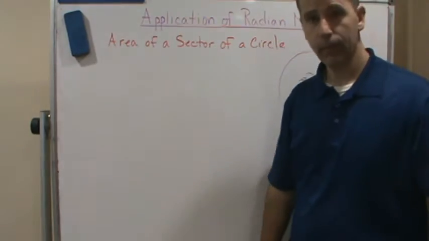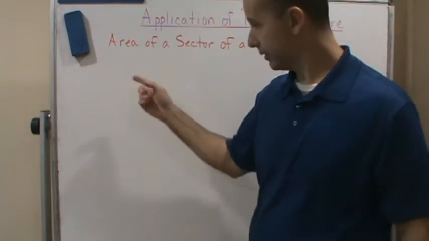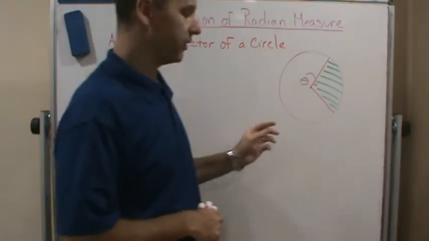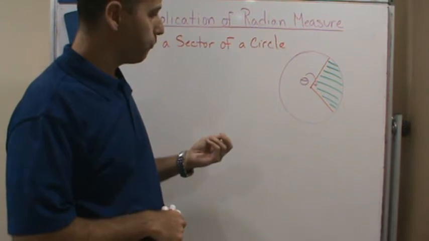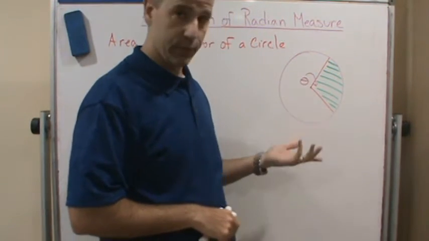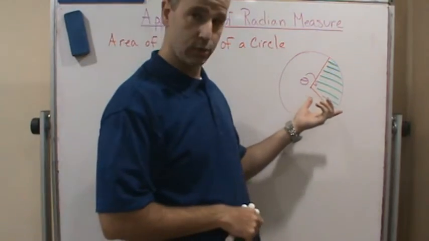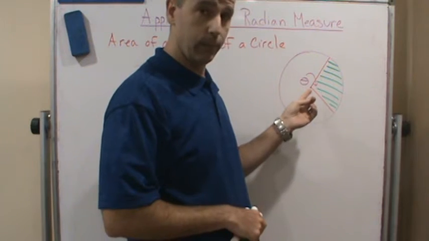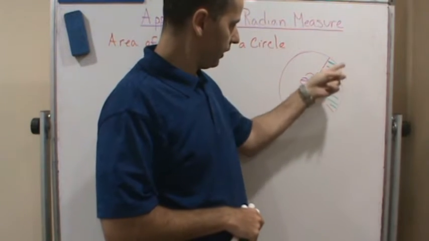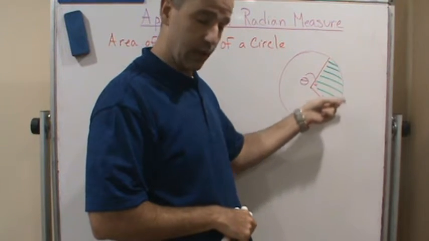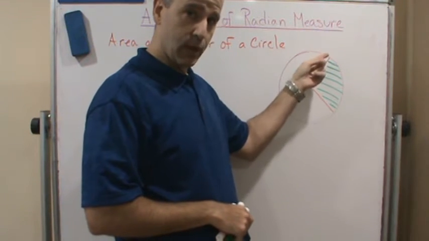Okay, so welcome back, and now we're going to talk about the area of a sector of a circle. So what is a sector of a circle? Well, it's a piece of a circle. So a wedge, right? If you think about the idea of a central angle, it partitions the arc length. It cuts off a piece of the circumference.